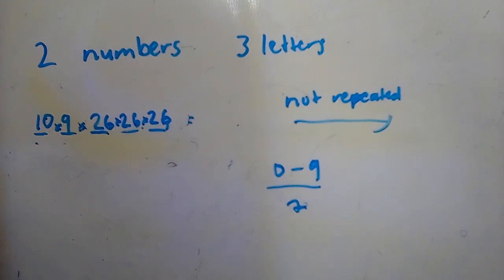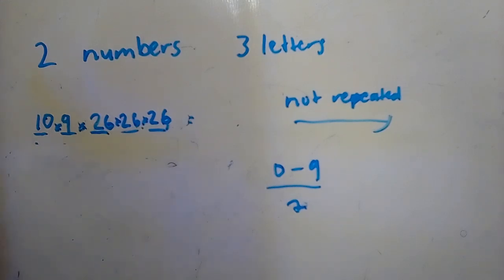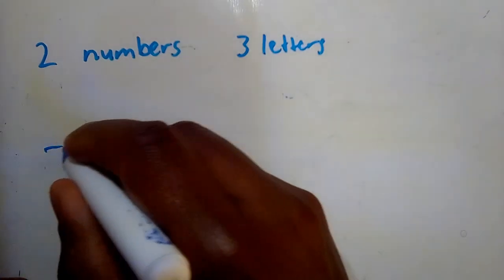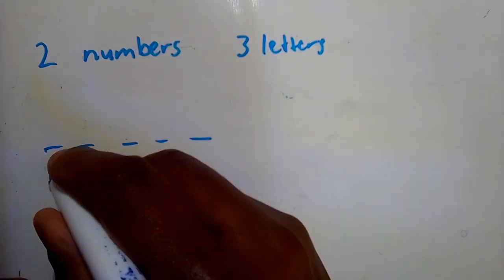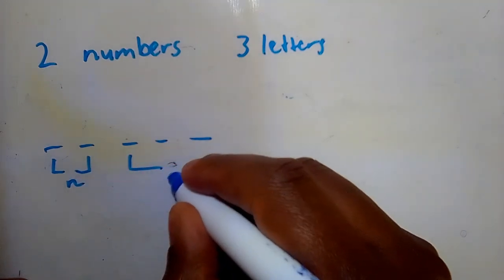So the answer will just be the answer to this. You just type this in a calculator and you have your answer. Now let's say in the same situation, we've got a 5-digit code. Let's just say we still have a 5-digit code made up of 2 numbers and 3 letters.